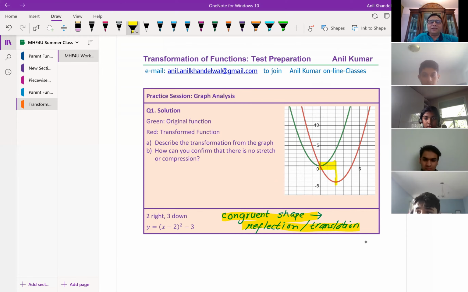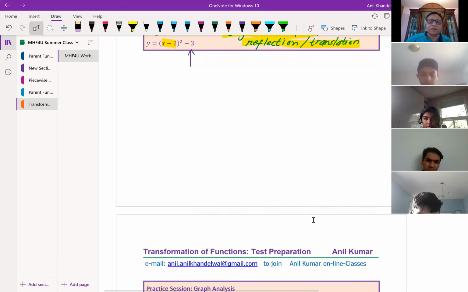Inside, as we did x minus 2, do you see it is inside? Inside led to horizontal. Do you see that 2 units? And outside led to vertical. So that is how easily we get our equation. Absolutely clear to you, right?